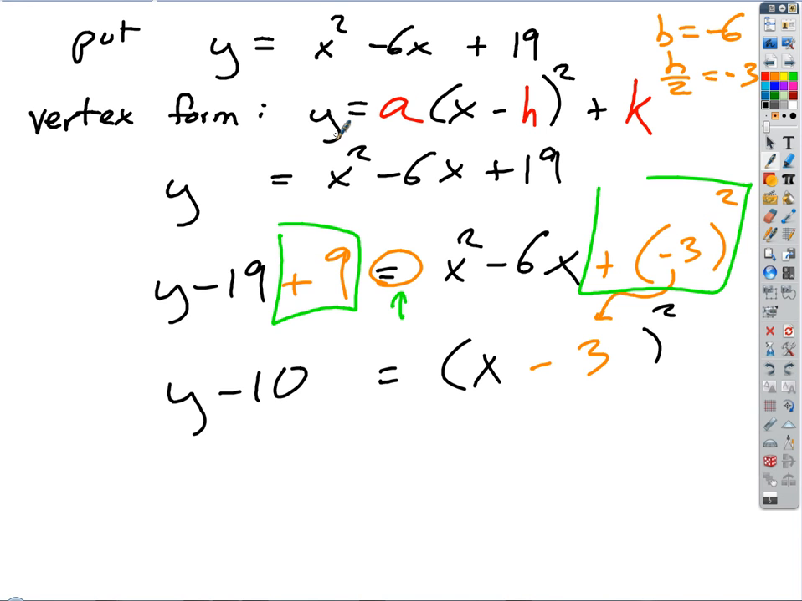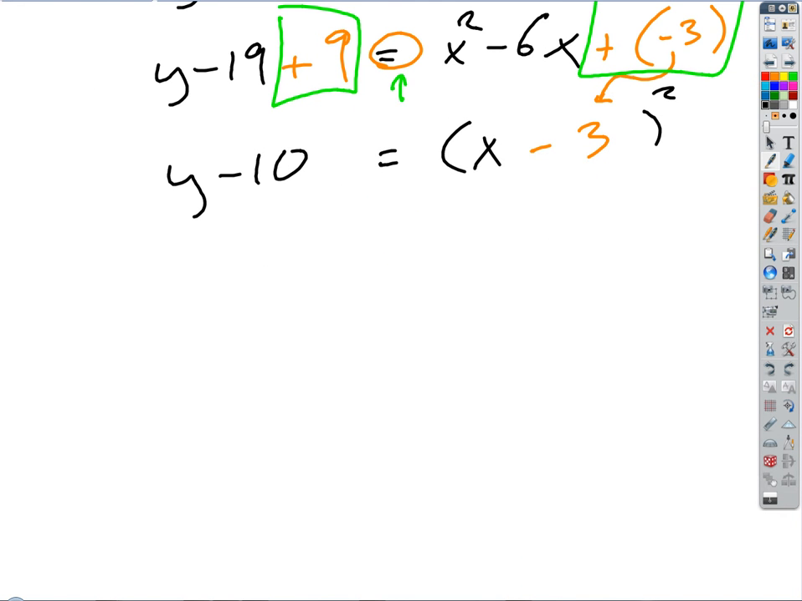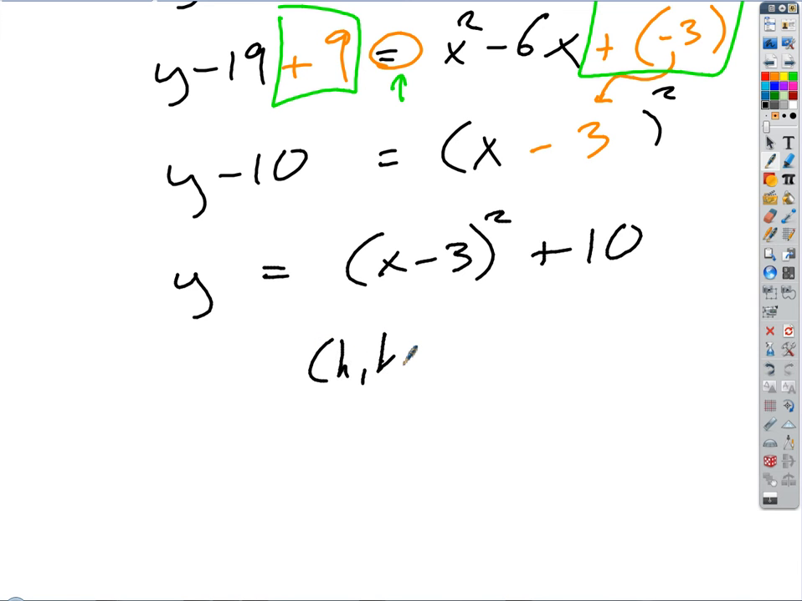What's the one step we need to do to get the y by itself? Add 10, right? So we just end up with y equals my perfect square, x minus 3 squared, plus 10, right? So our vertex has what coordinates then? Yeah, positive 3, positive 10. Everybody agree? And what's the value of A? 1. So does it open up or down? Opens up, right? That tells us a lot about our parabola, doesn't it?